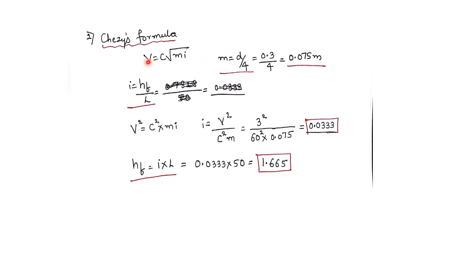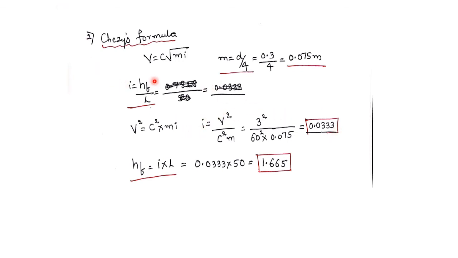So let me square this equation, that is v square is equal to c square. If I square this, then this will be mi. I have written this equation in this form, that is v square is equal to c square into mi. Therefore i is equal to v square divided by c square into m. V is 3 square, Chezy's constant is given 60 square into m, already we have calculated, whereas i value is 0.0333. So now the i value we have calculated.